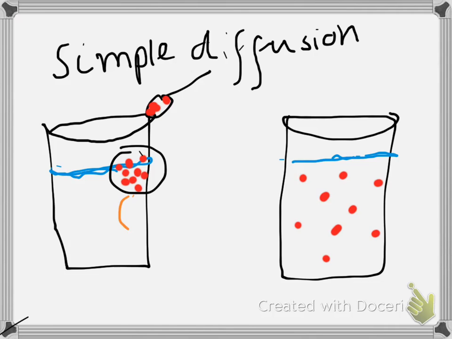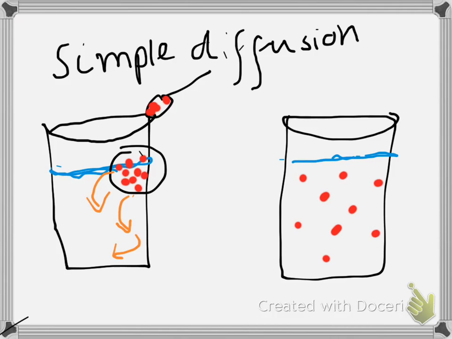But how do molecules move in this way, which makes it so dispersed evenly? Well, molecules move, and so do atoms and ions, quite randomly. In fact, they move randomly. They will bump off the walls and they will bump off each other until they've reached equilibrium.